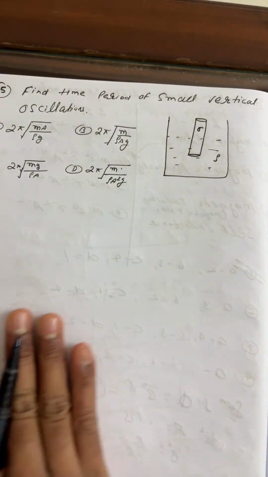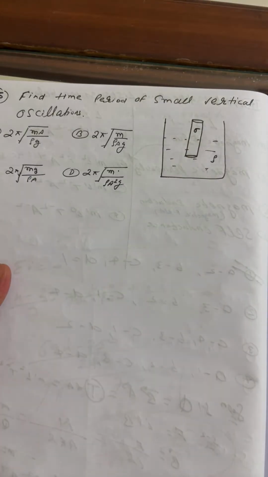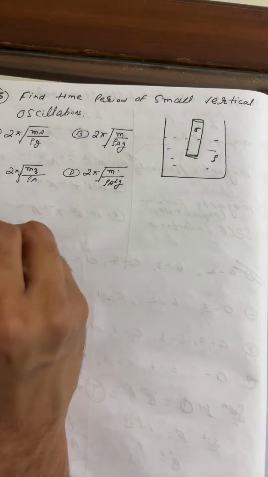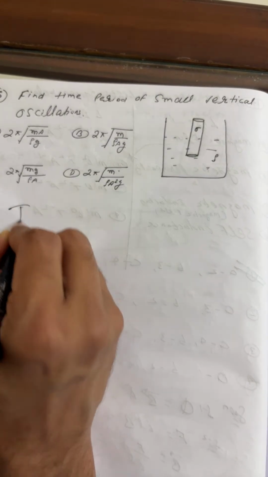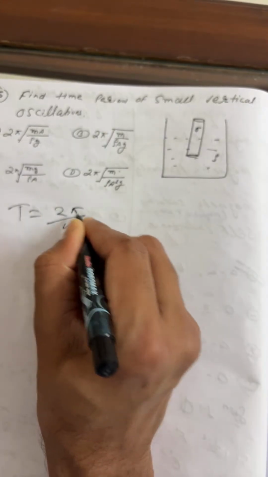But have a look at the next question, beta. I can say it is from SHM, simple harmonic motion, and it's a pretty good question. What's the question? Find the time period of oscillation. So for this question, the time period is 2 pi by omega.